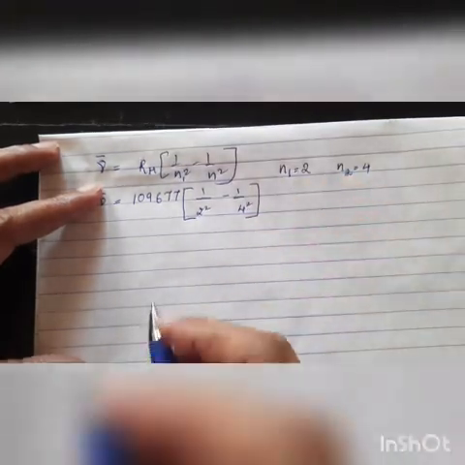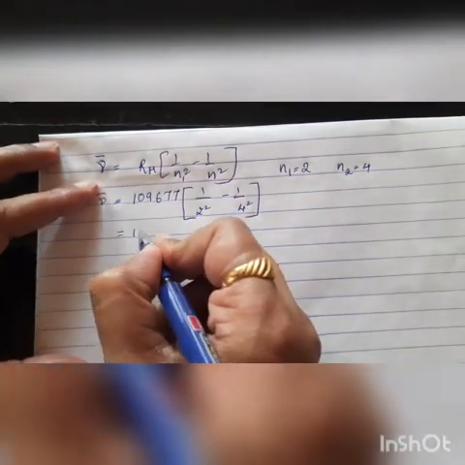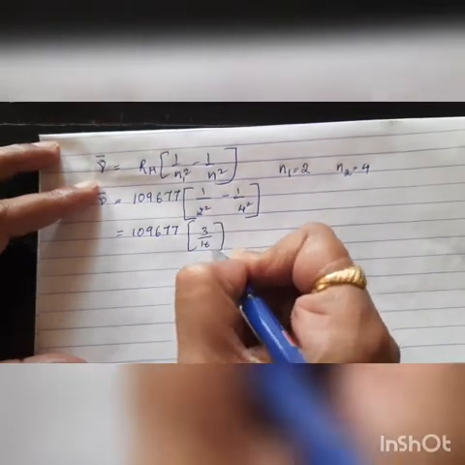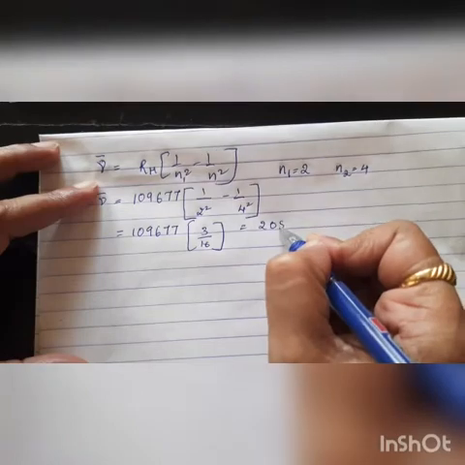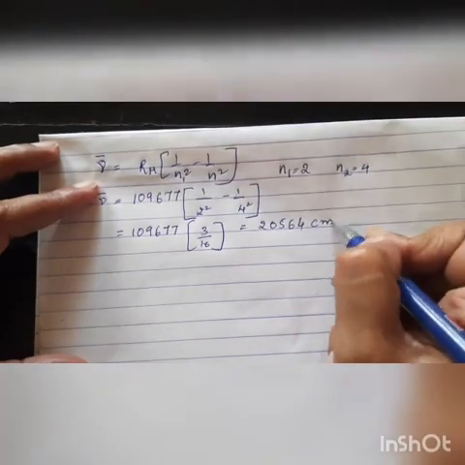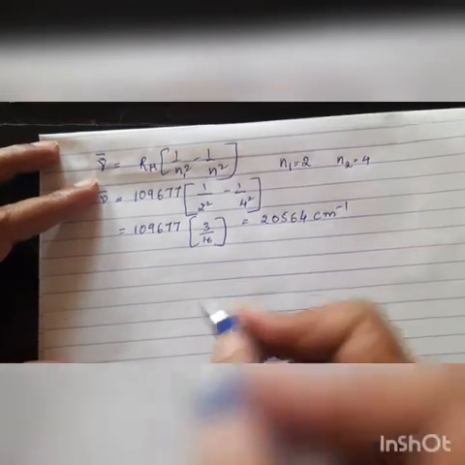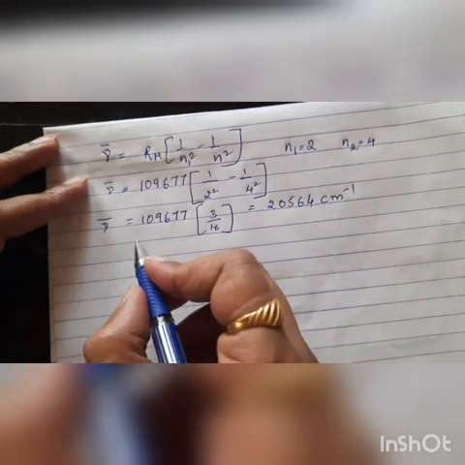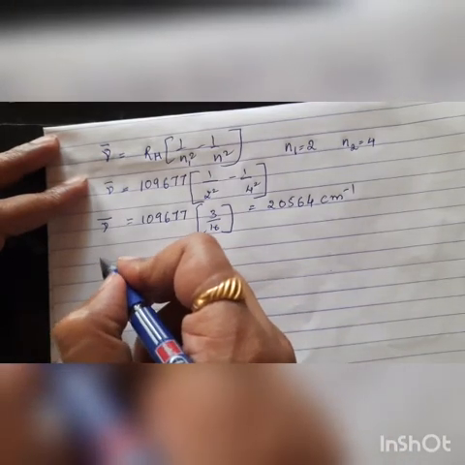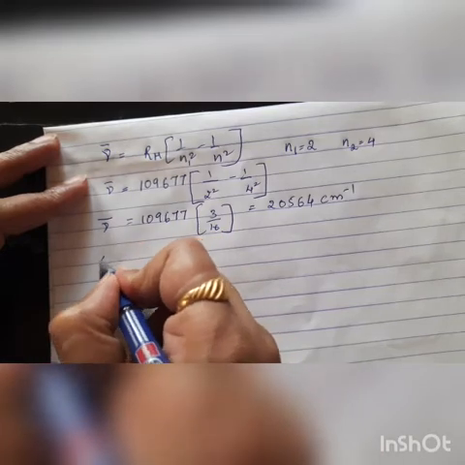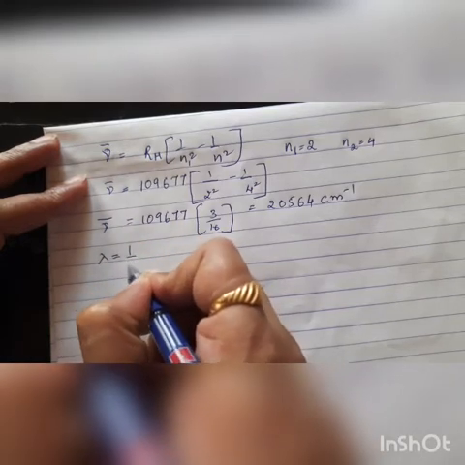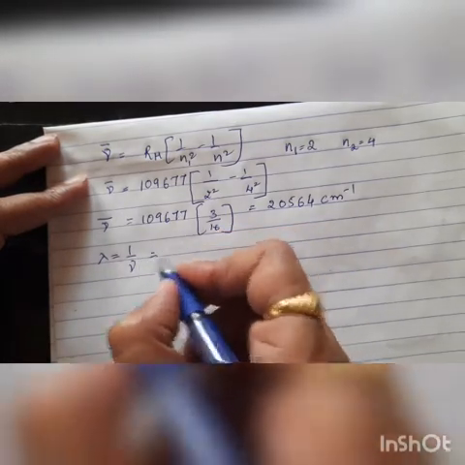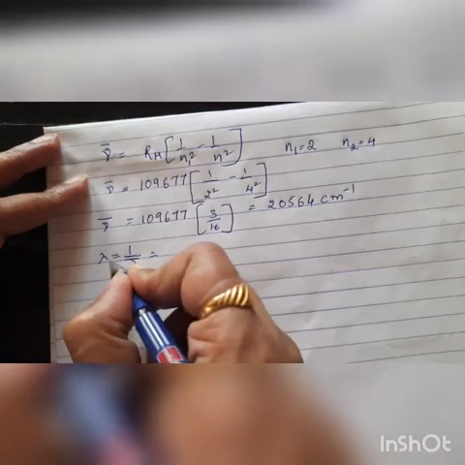When we solve this, we get 109,677 into 3 divided by 16, which is equal to 20564 per centimeter. This is the wave number nu bar. Now we can get the wavelength by making use of the wave number. As you know, wavelength is the reciprocal of the wave number, therefore 1 by nu bar is equal to lambda, that is the wavelength.